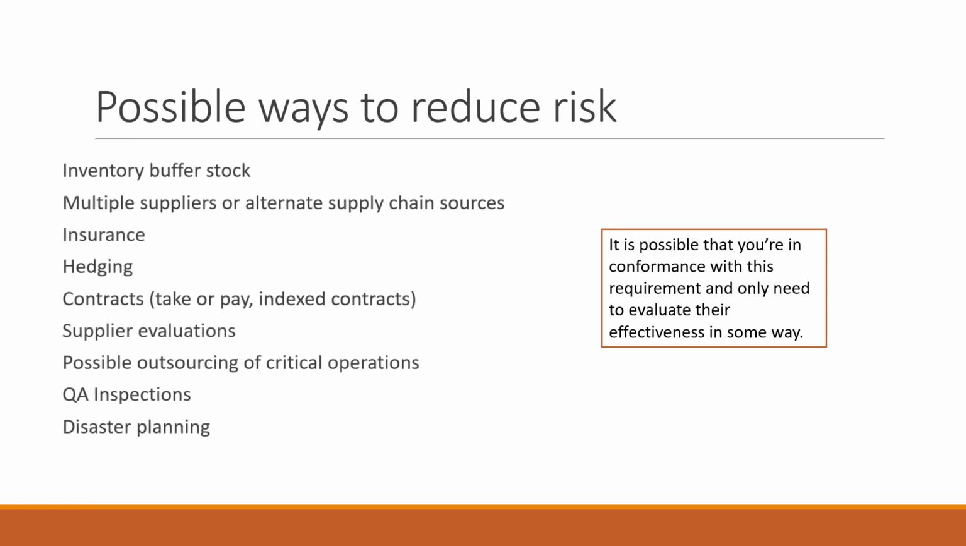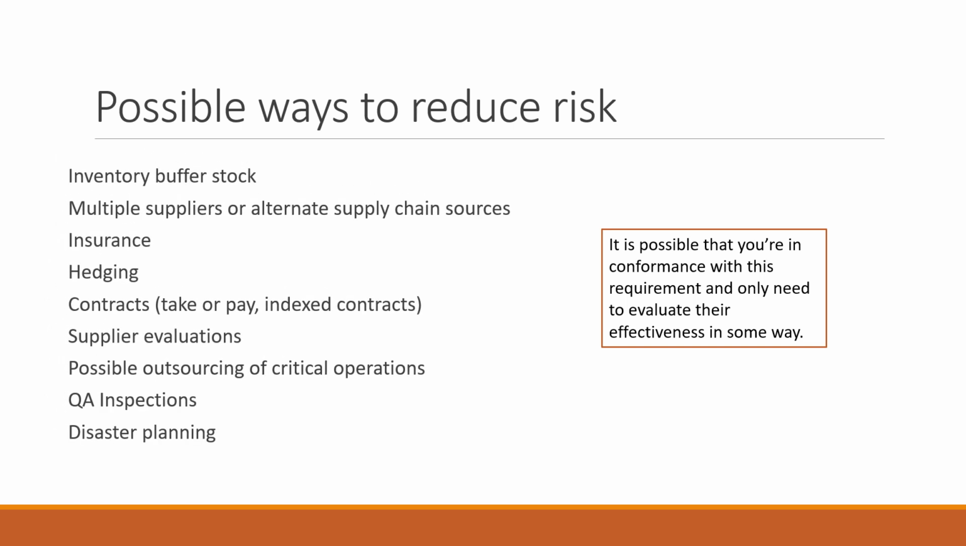So here are some examples of ways that you're probably already using to reduce risk. You maintain an inventory buffer stock. You have multiple suppliers or alternate supply chain sources. You buy insurance. You do hedging. You have contracts, which is a way to reduce risk for both you and your customers. You do supplier evaluations to reduce the risk of an adverse supplier. You do potential outsourcing of critical operations. You do QA inspections. You do disaster planning. All of these things are ways to reduce risk. And it's possible that you're already in conformance with the standard and only need to evaluate their effectiveness in some way.